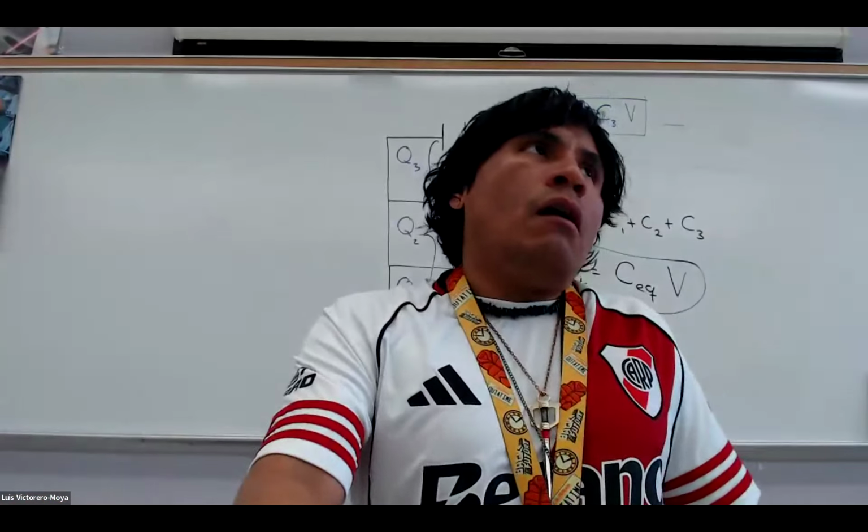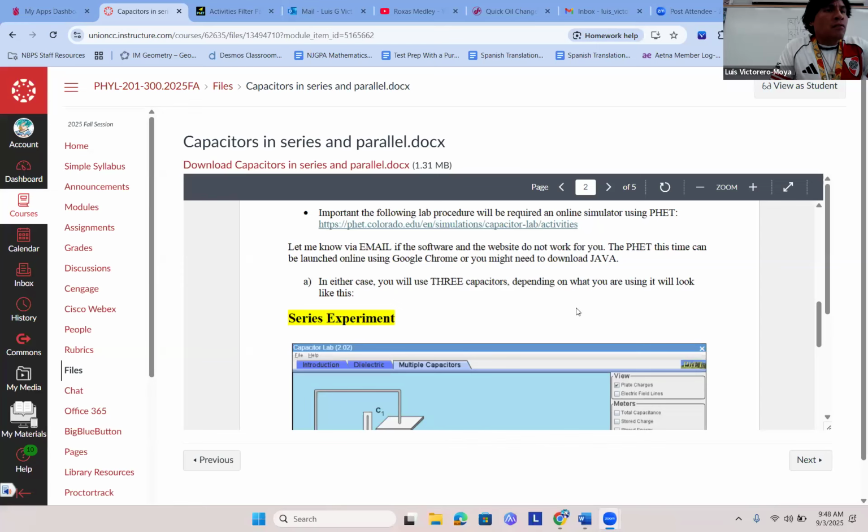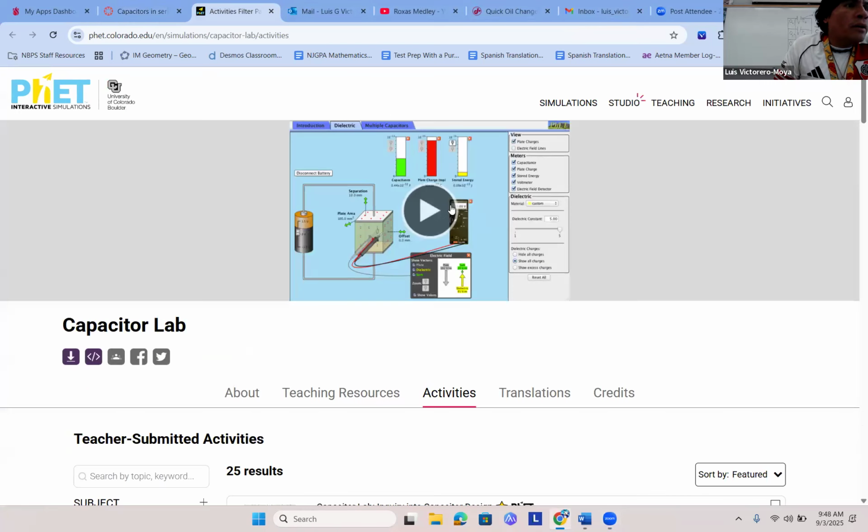Now remember, the values for capacitance are always small. So you're going to be working with powers of negative 11, negative 12, negative 13, so picofarads. So just be careful with that, okay? Now, if you click here, you will get the following.